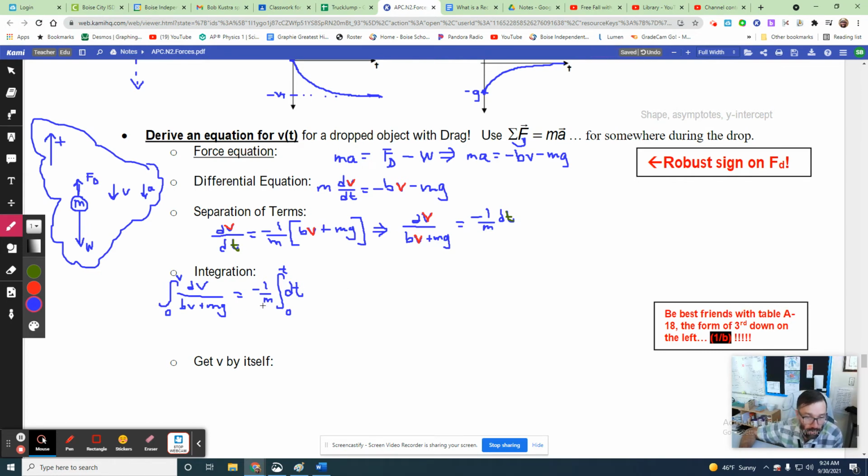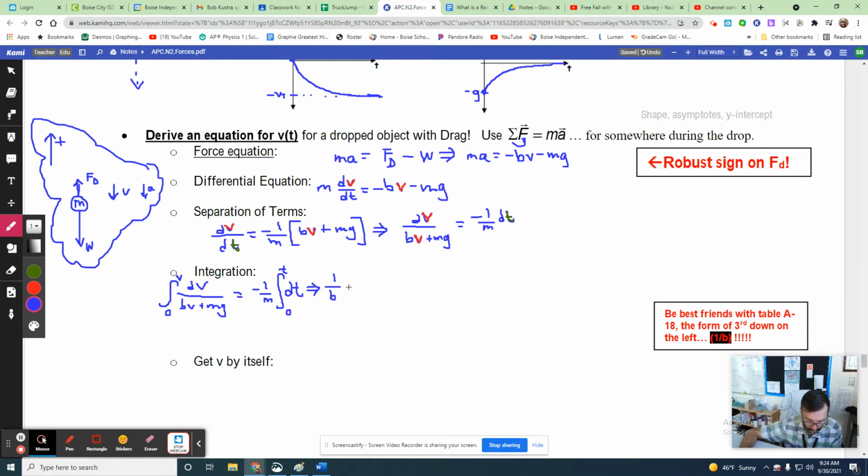So we're going to generate a velocity function for any time t. Okay, so we're doing fine. When we do this integration, you can look this up in your integration tables or whatever, you can do it in your TI-89. I'll show you how to do that.